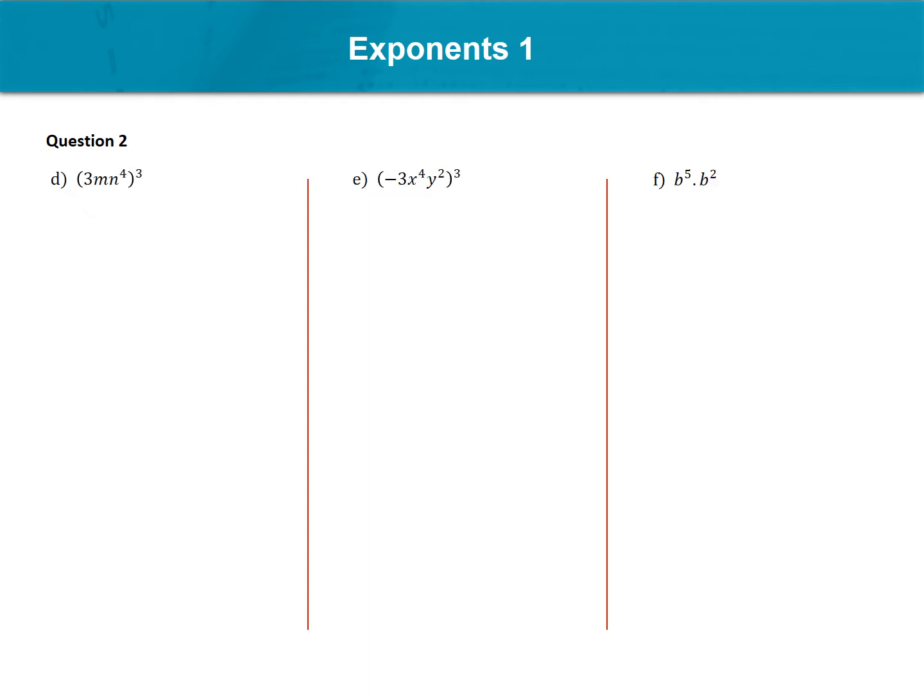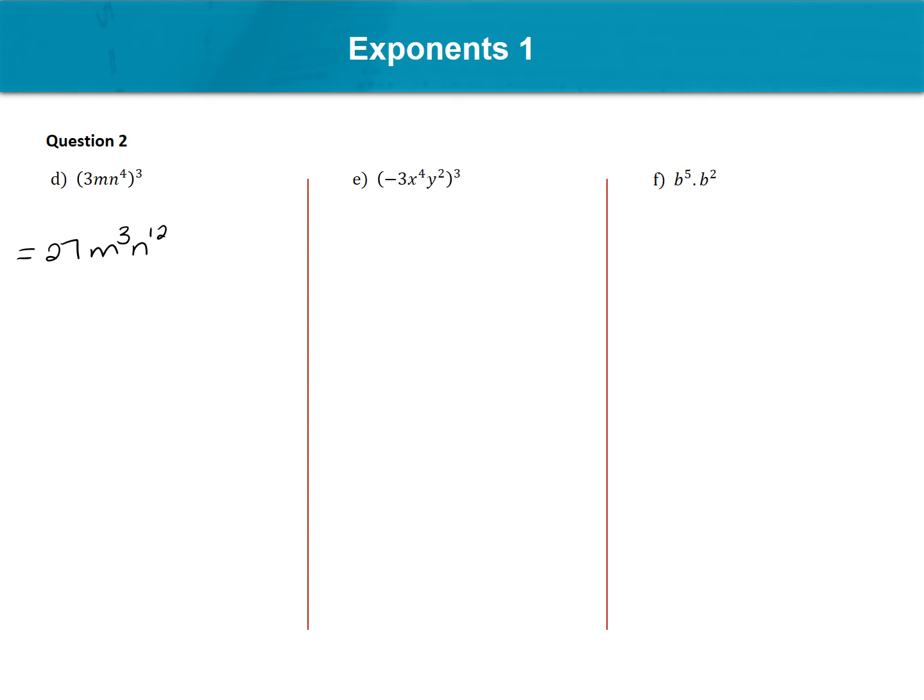So question D, we have a bracket that's raised to a power, which means our exponents get multiplied and our coefficient also gets multiplied. So we have 3 cubed is 27. m to the power of 1 times 3 is 3. And n to the power of 4 times 3 is 12.